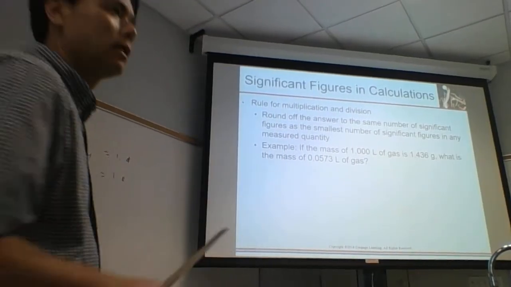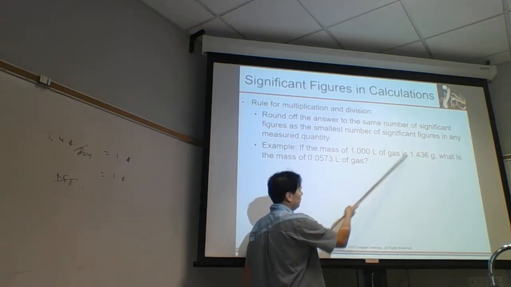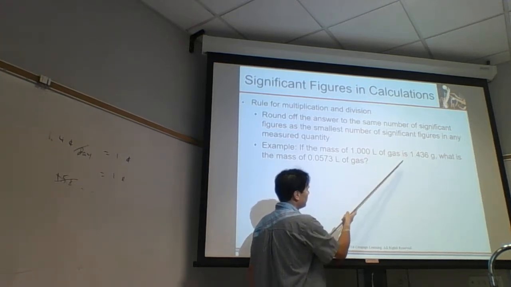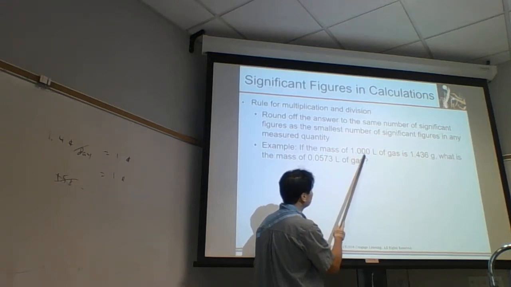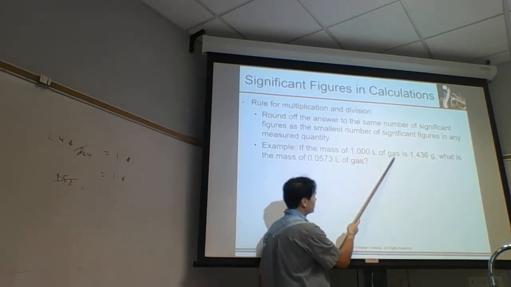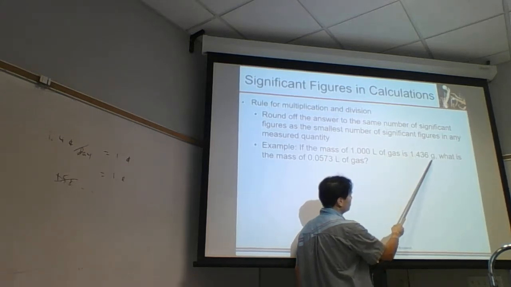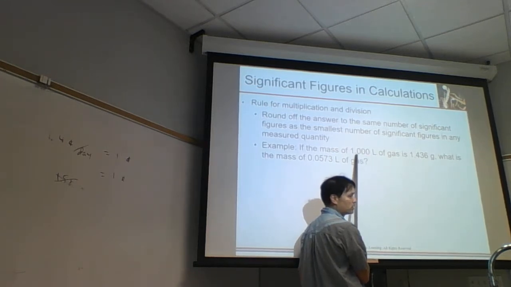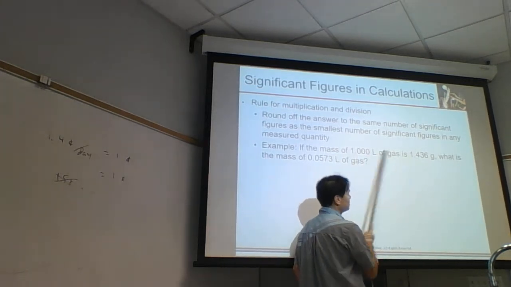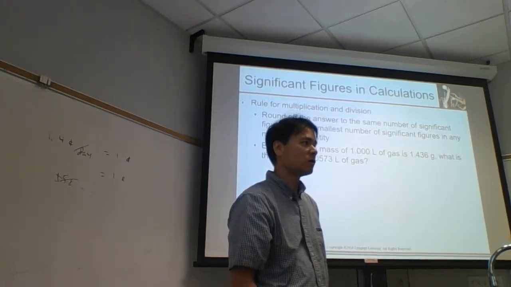Densities tell us the relationship between mass and volume, the mass to volume ratio. If the mass of 1.000 liters of gas is 1.436 grams, then there's 1.436 grams of matter for every 1 liter, to 4 sig figs. And so this is the density. Well, what would 1,000 milliliters of water weigh?